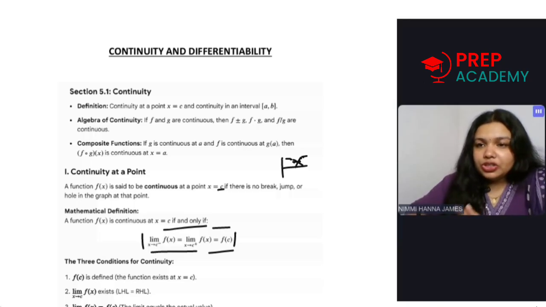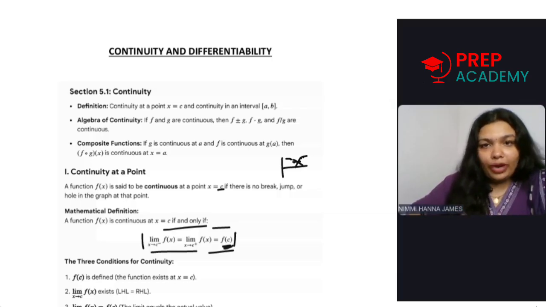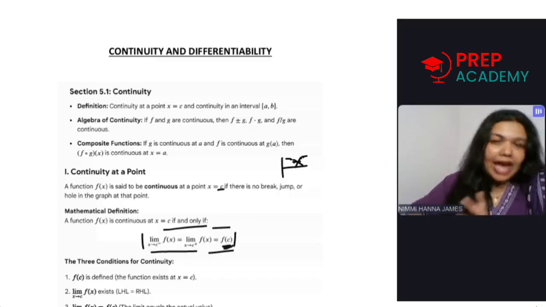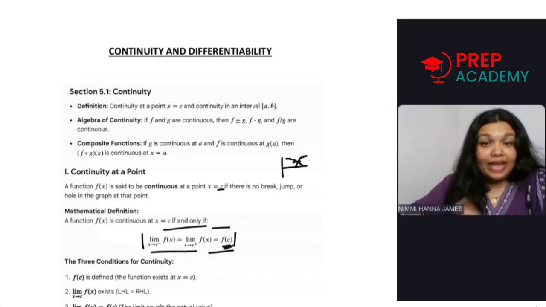For a function to be continuous, three conditions should be satisfied. That is, f of c should exist. We want to have a value of the function at the point c, that is f of c. So f of c must exist, and both its left hand limit and right hand limit should exist, and they should be equal to this actual value.